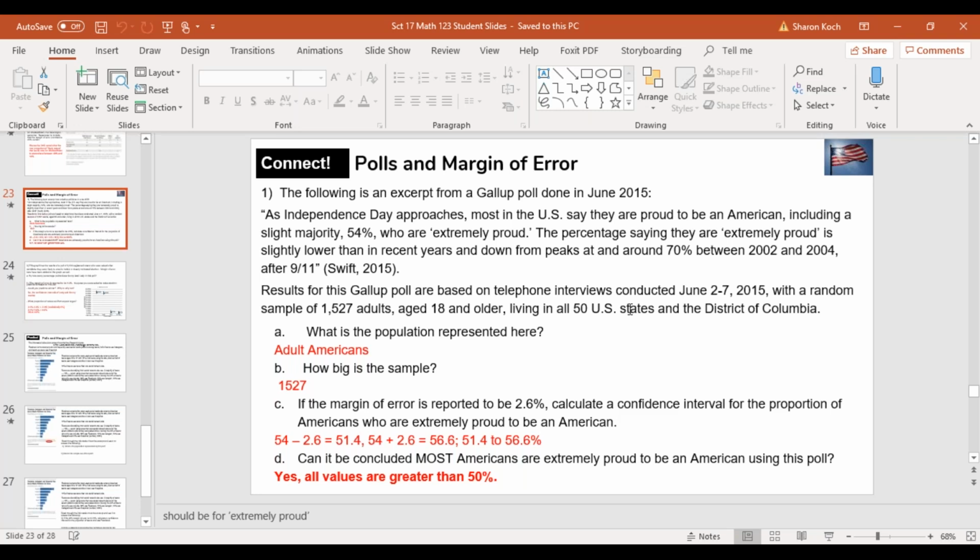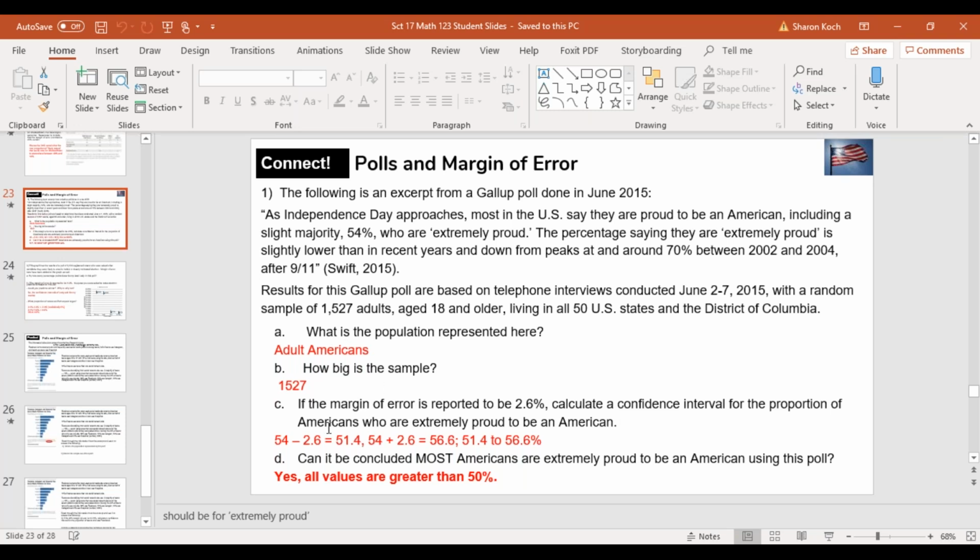How big is the sample, or what is the sample? Well, I know sample is a size. It must be a number. So that's the 1527. I can't tell you how many people mix these two up. Many, many students mix these two up. They miss that the sample and the population are different. Remember, sample is a size, which means it's a number.